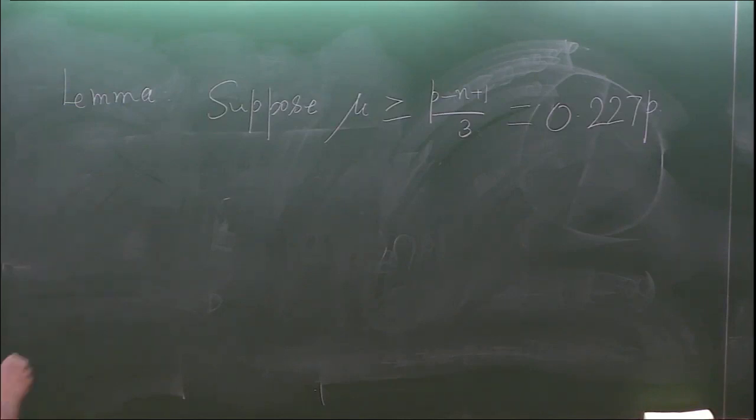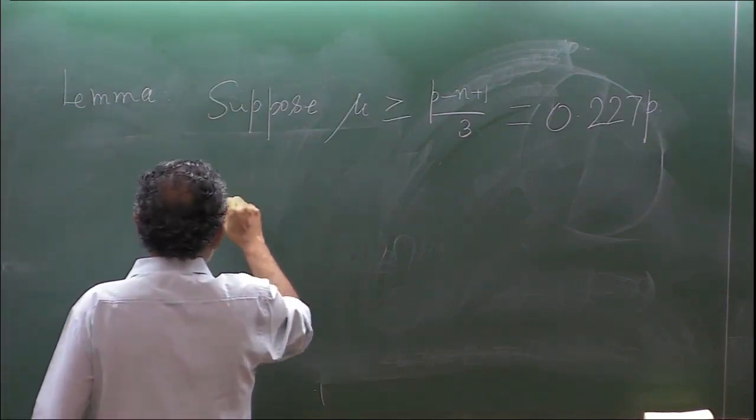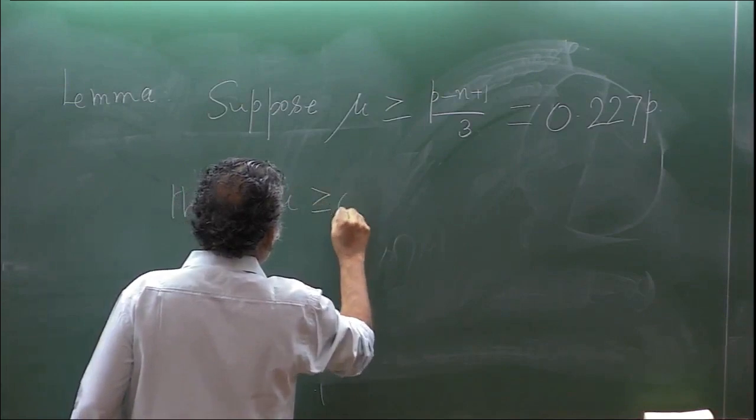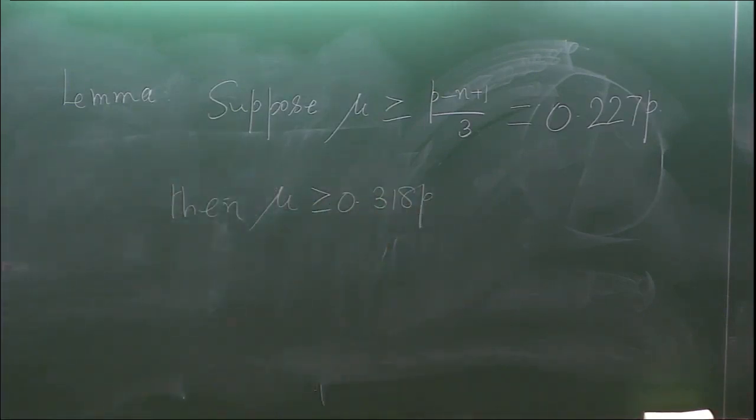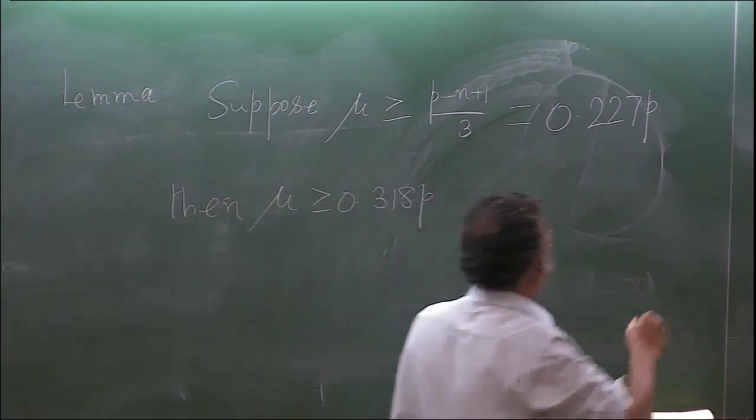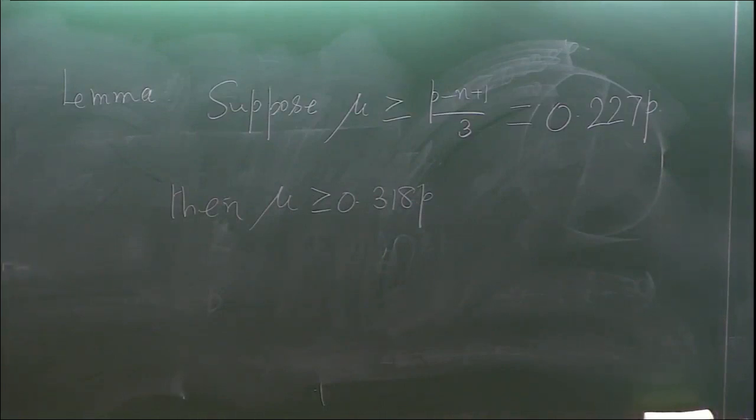Then mu is bigger or equal to 0.318. Therefore, if you somehow can exclude up to 0.227, then you have already got the result which you want, because I really want the number to be 0.318, and therefore only up to 0.227 I have to exclude. Okay? And in this here I am going to use the fact B is equal to A. Therefore, what is the situation?